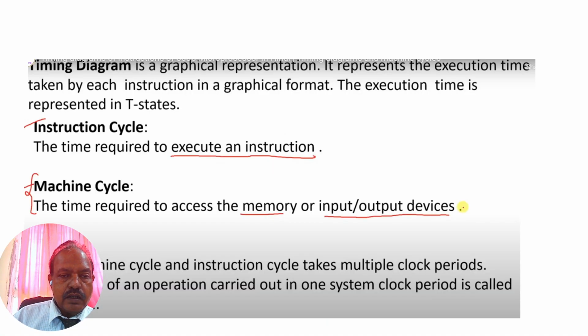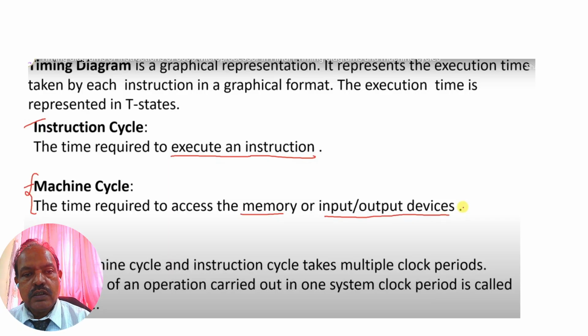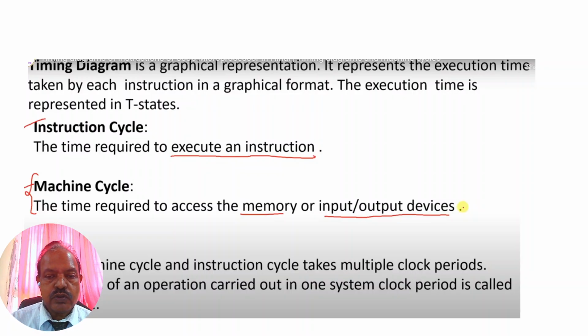Okay. What is this timing diagram? Why is a timing diagram required here? A timing diagram is a graphical representation. What does it represent? It represents the execution time taken by each instruction in a graphical format. For a single instruction, the exact time taken for execution, shown in a graphical format, is called the timing diagram. The execution time is represented by the T state.